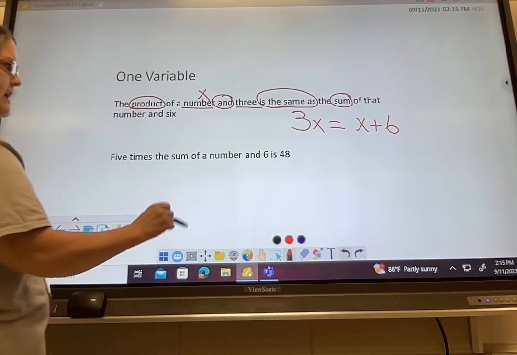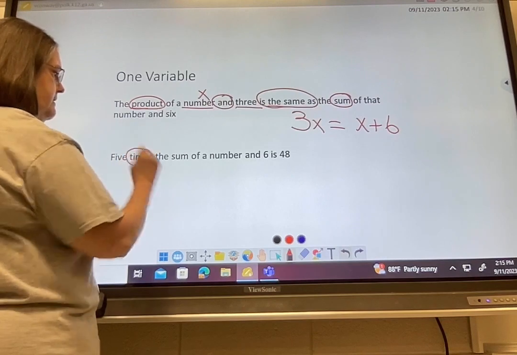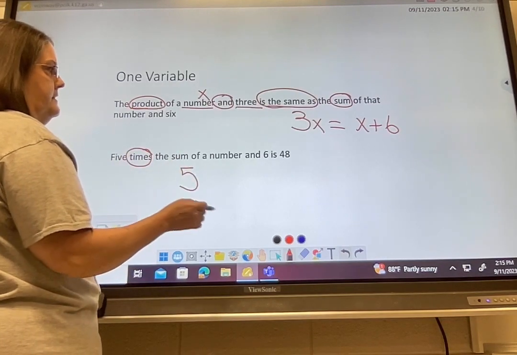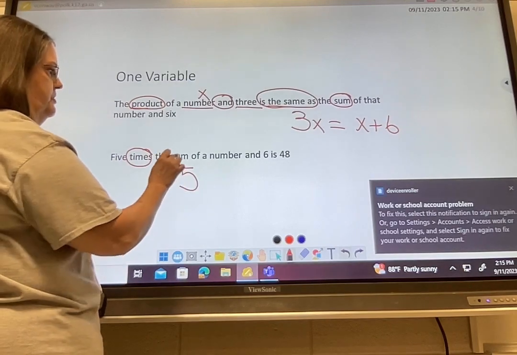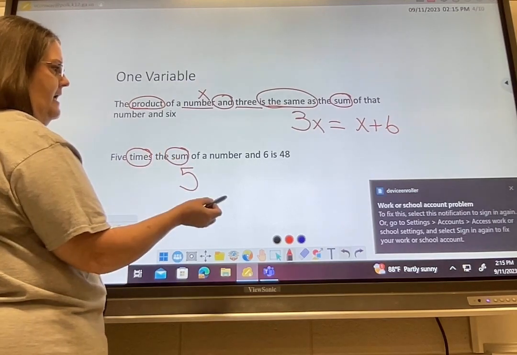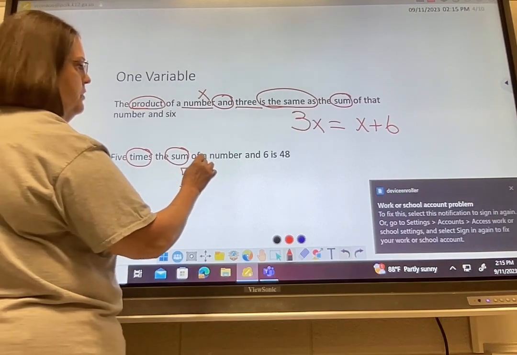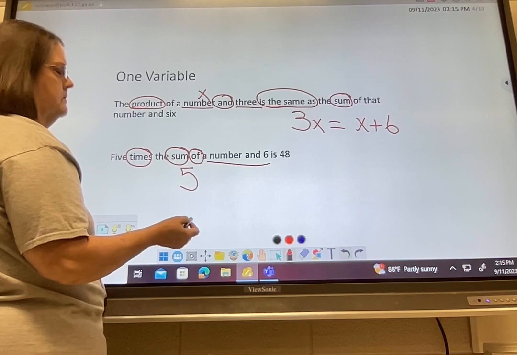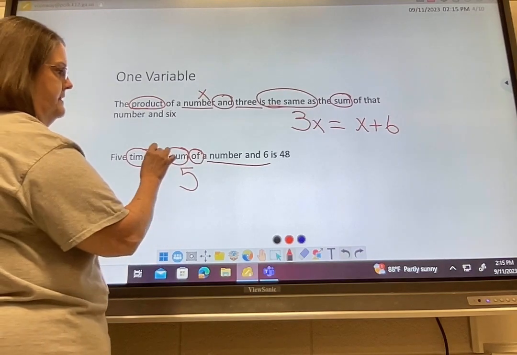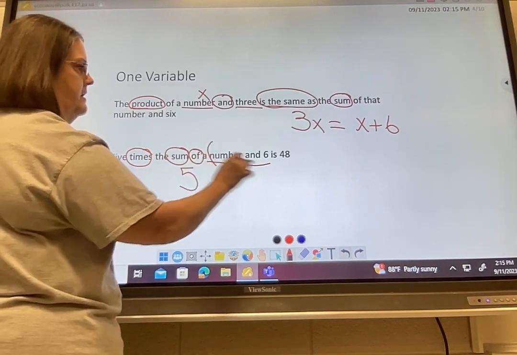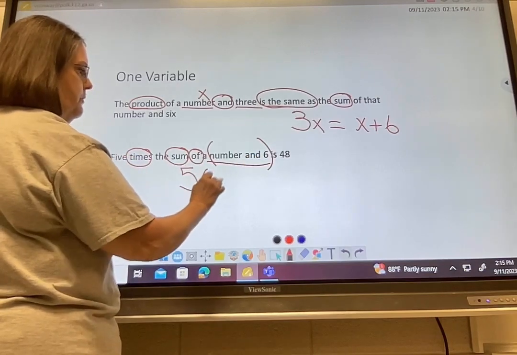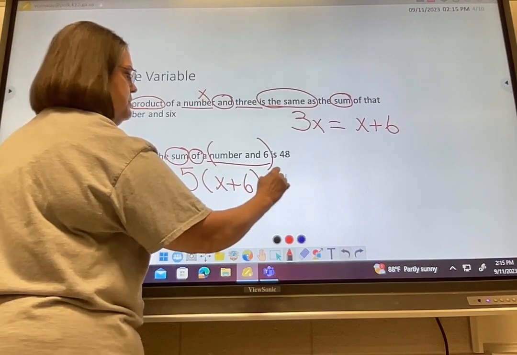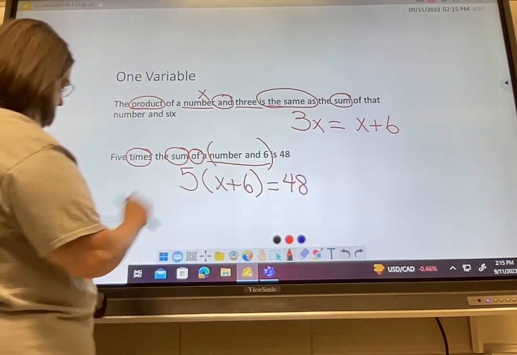5 times, again, that's multiply. And what am I multiplying? Now, this is a parentheses expression. The sum means add of a number and 6. Now, this is a prepositional phrase, of, which indicates parentheses. So what am I summing? I'm summing a number and 6. So a number and 6 means equals 48.